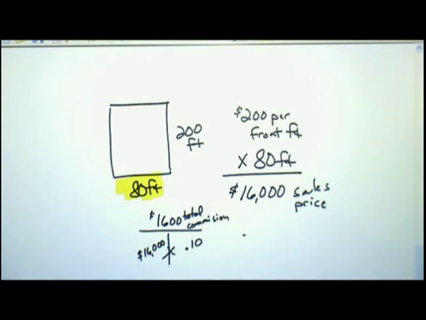Now, we're only worried about one part of that total commission. So we need to take the total commission of $1,600 and multiply it times the 60% share that this salesperson is to receive. If we do that, we come up with $960 for that salesperson's share of the commission.